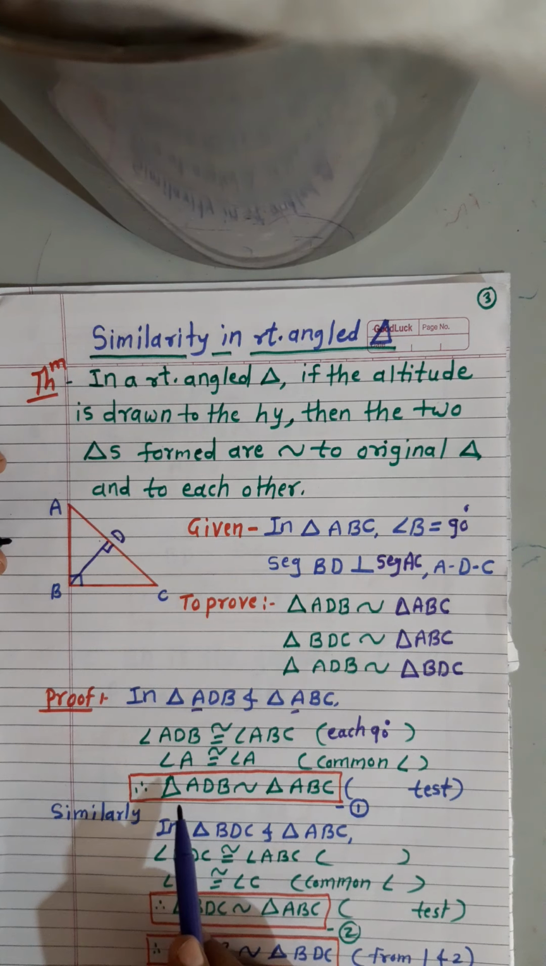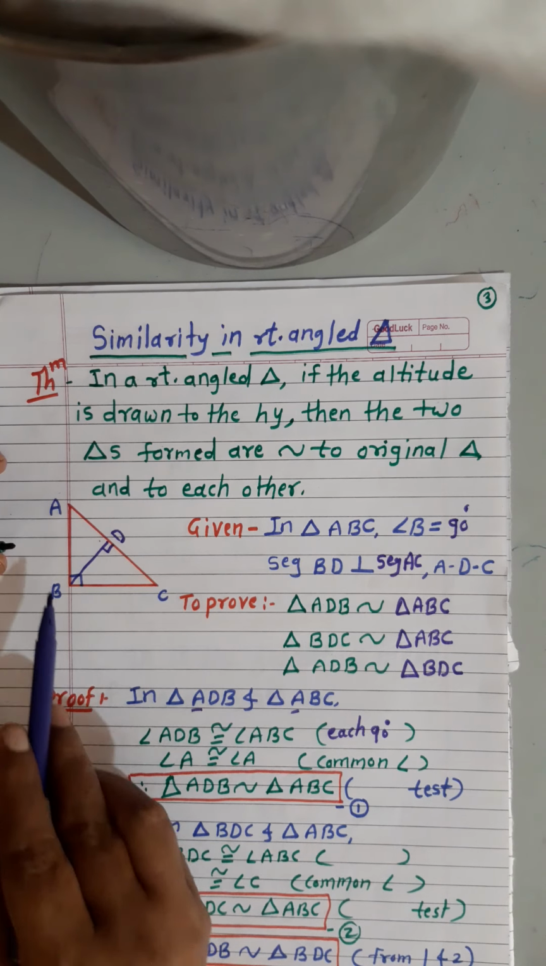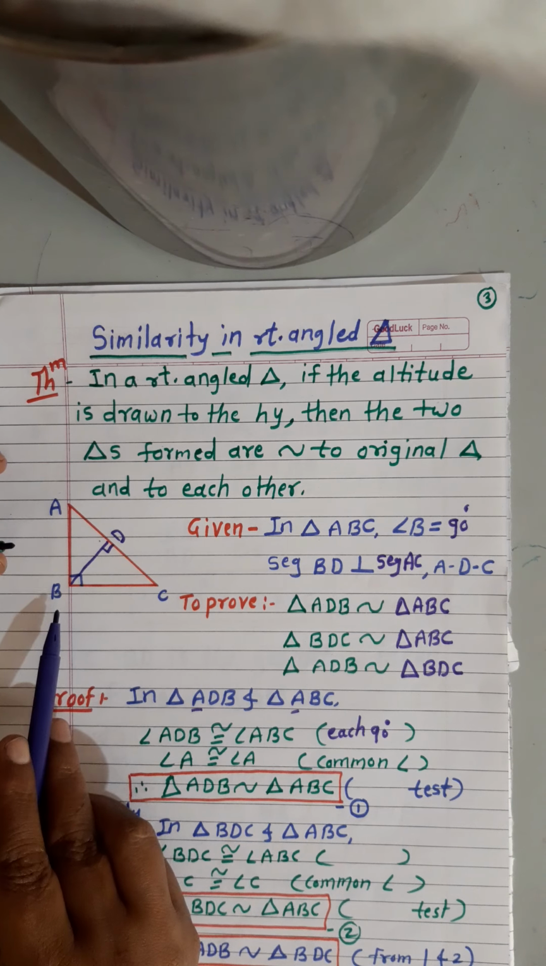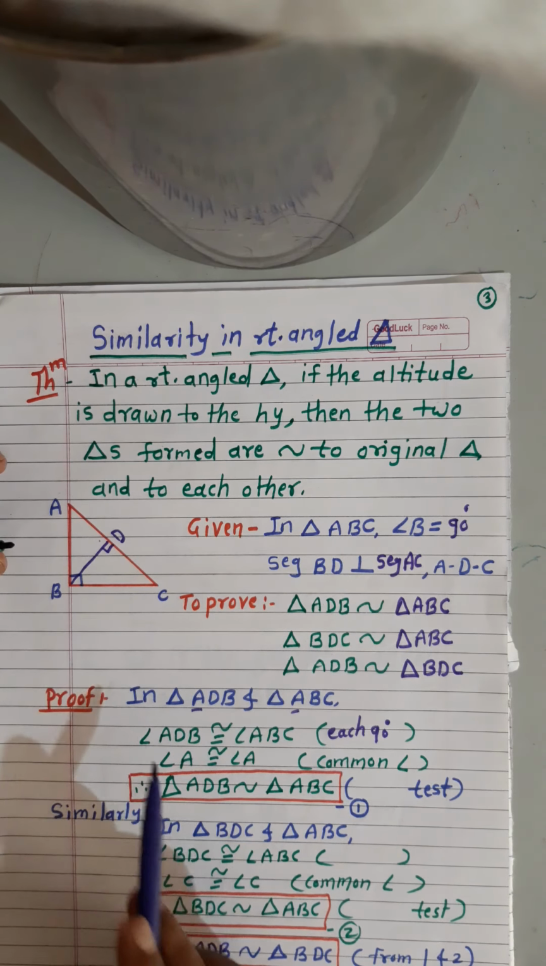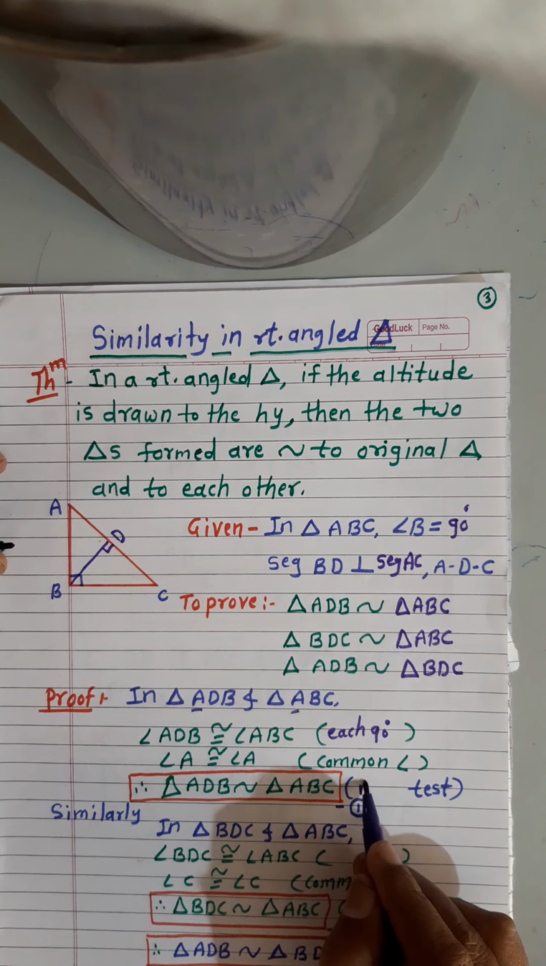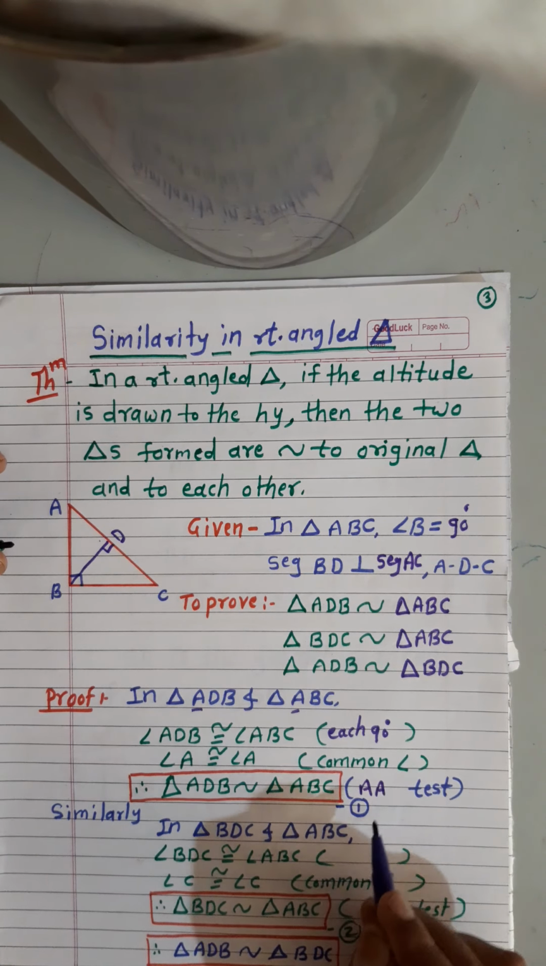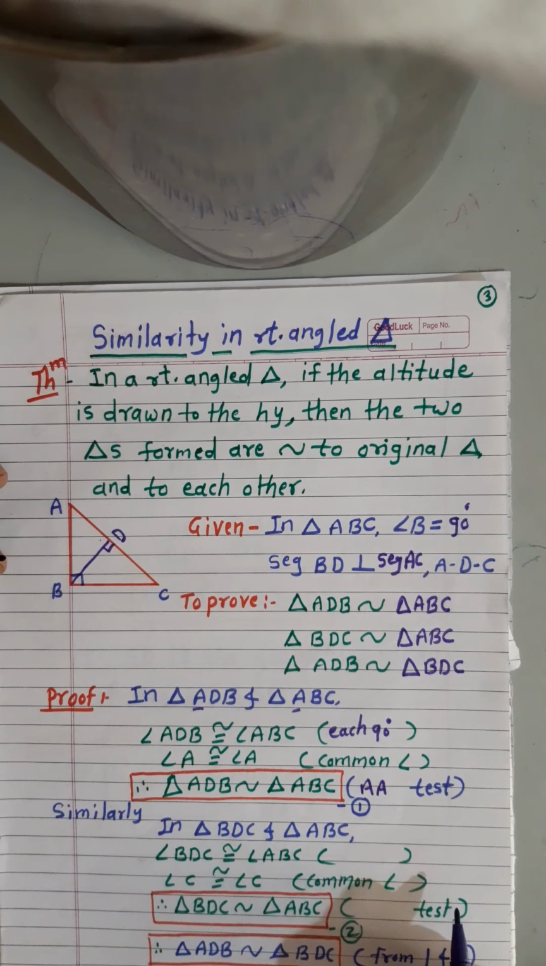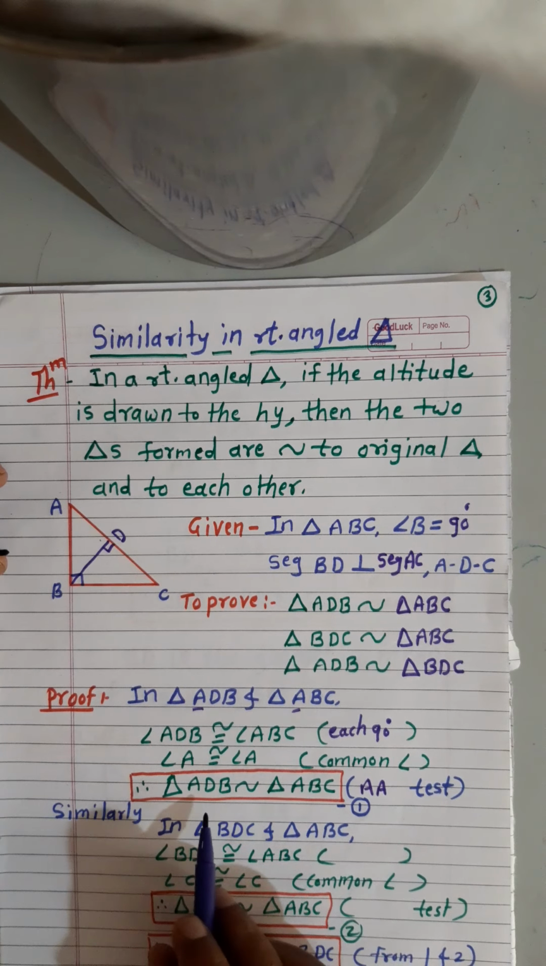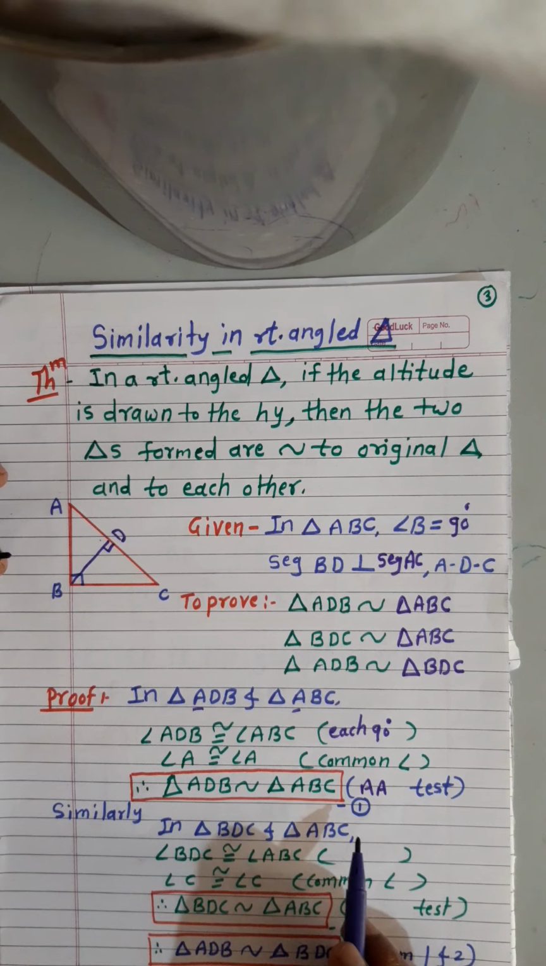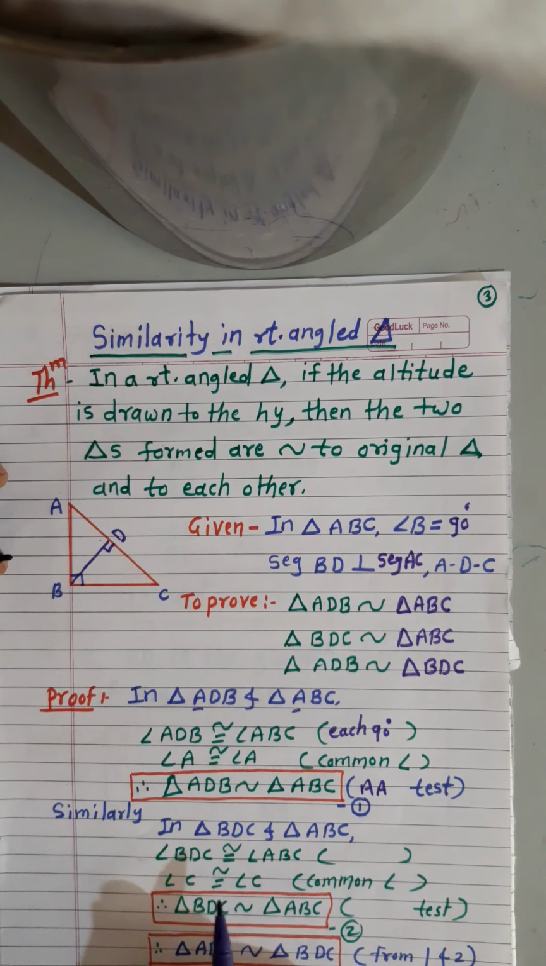And therefore, triangle ADB is similar to triangle ABC by which test? AA test. We have seen the tests of similarity. These two triangles are similar by AA test. Suppose this is the first statement.